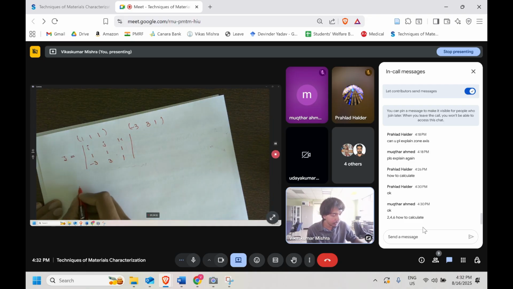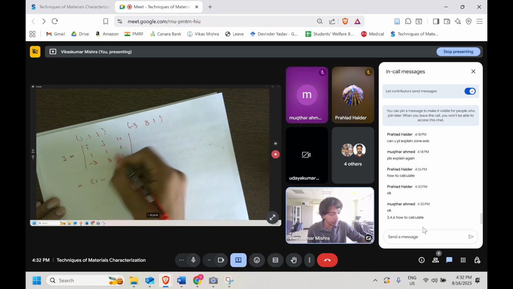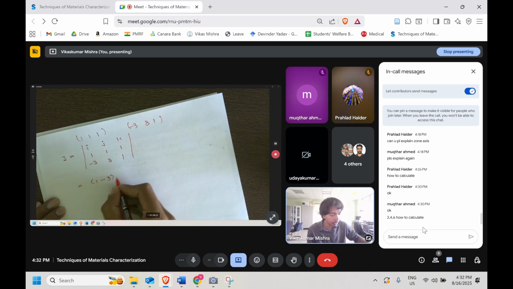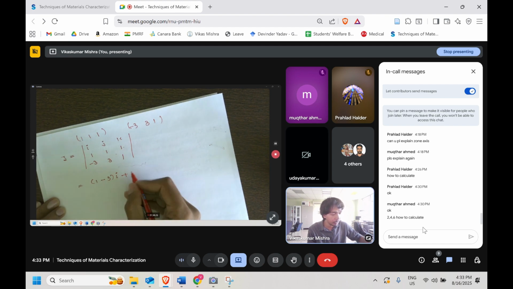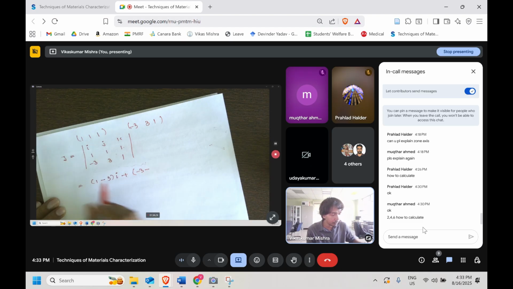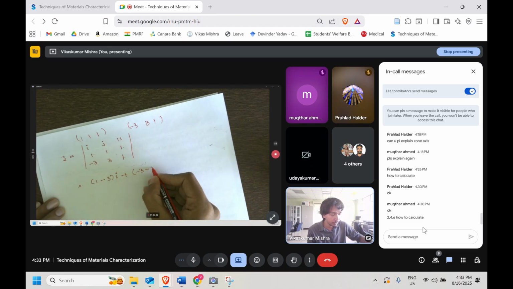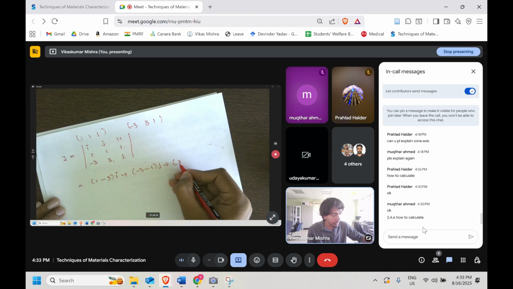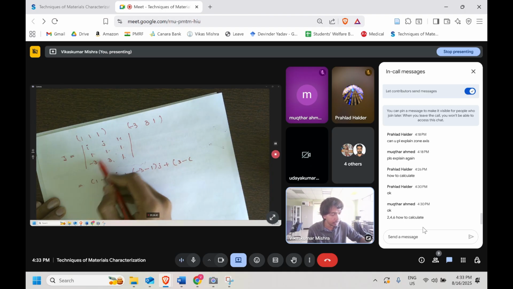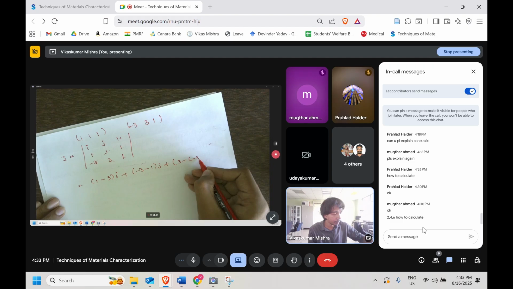Now how do we do the cross product? For the i component, we multiply 1 into 1, minus this into this, that is 3, times i. For the j, we do minus 3 multiplied by 1, that is minus 3, minus this, that is 1 into 1. This is j. Let's talk about the k. 1 into 1, that is 1, minus the next product, that is minus 3 into 1, that is minus 3. This will be the k component.